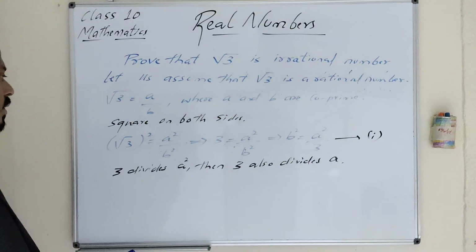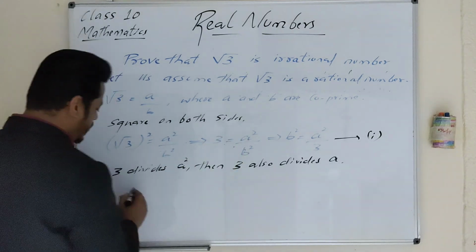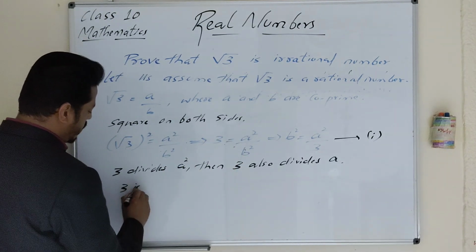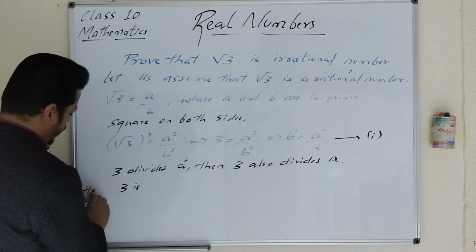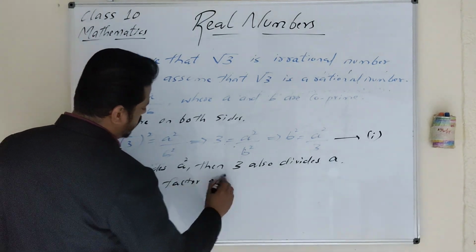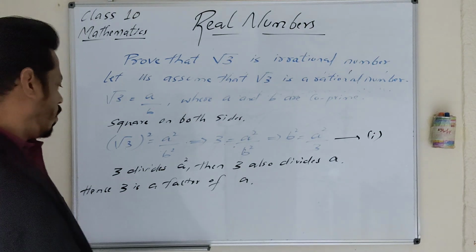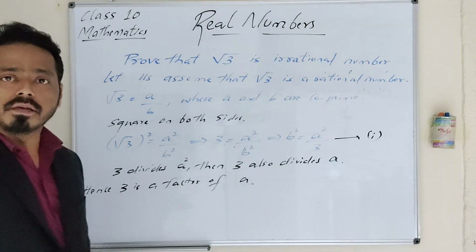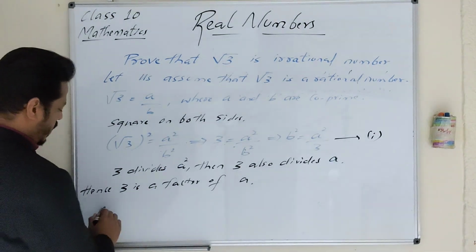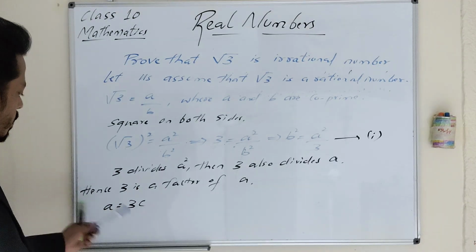If 3 divides a, then from this you came to know that 3 is a factor of a. If 3 is a factor of a, then a is a multiple of 3. So you can write a equals 3 times c. A is a multiple of 3.